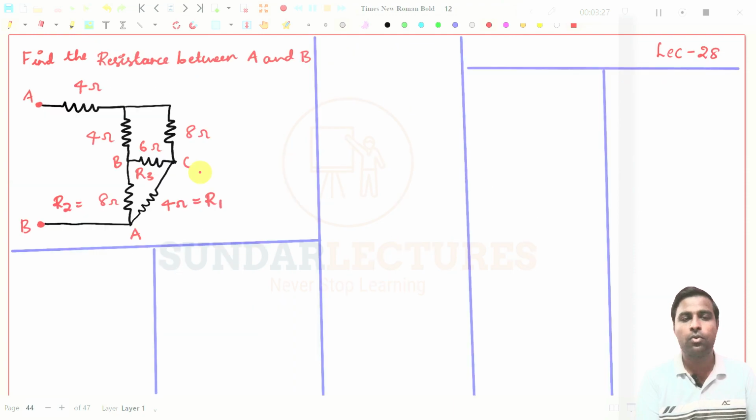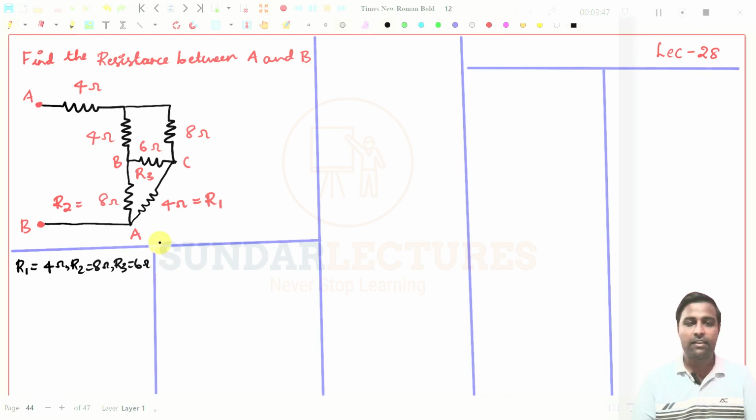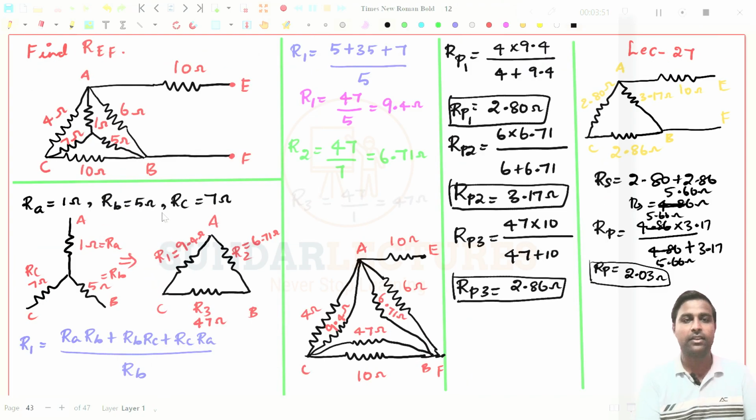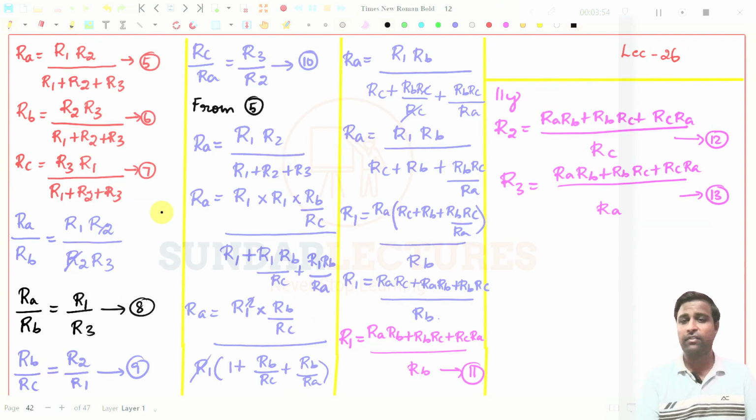Now let us rewrite the values of R1, R2, R3. R1 is equal to 4 ohms, R2 is equal to 8 ohms, and R3 is equal to 6 ohms. So we have written the values. Now if you want to convert delta to star, what is the formula? You need RA, RB, RC in terms of R1, R2, R3.